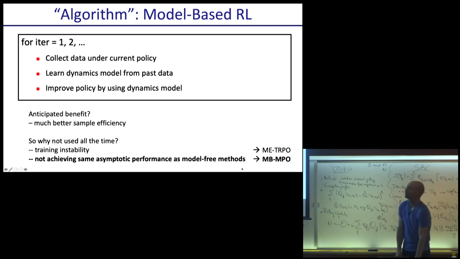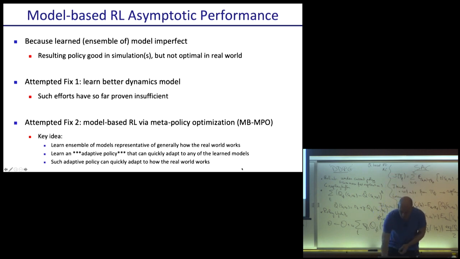So we get this to work very stably, but actually if you look carefully on some of these problems, it does not get you at the same level of performance as model-free methods. So what to do about this? Well, the reason this happens is because the learned ensemble of models is imperfect. You have this ensemble of models, it doesn't perfectly match the real world.